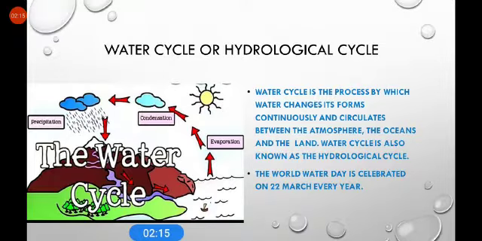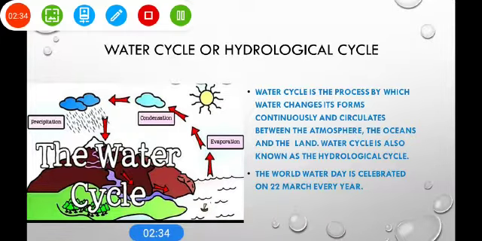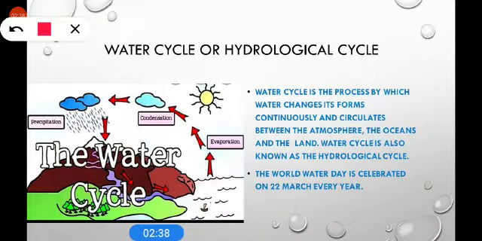What is the water cycle, or you can also say the hydrological cycle? The water cycle is the process by which water changes its form continuously and circulates between the atmosphere, the ocean and the land. If you see this diagram, the cycle starts when the water evaporates. Evaporation means the sun heats the water which turns into gas.